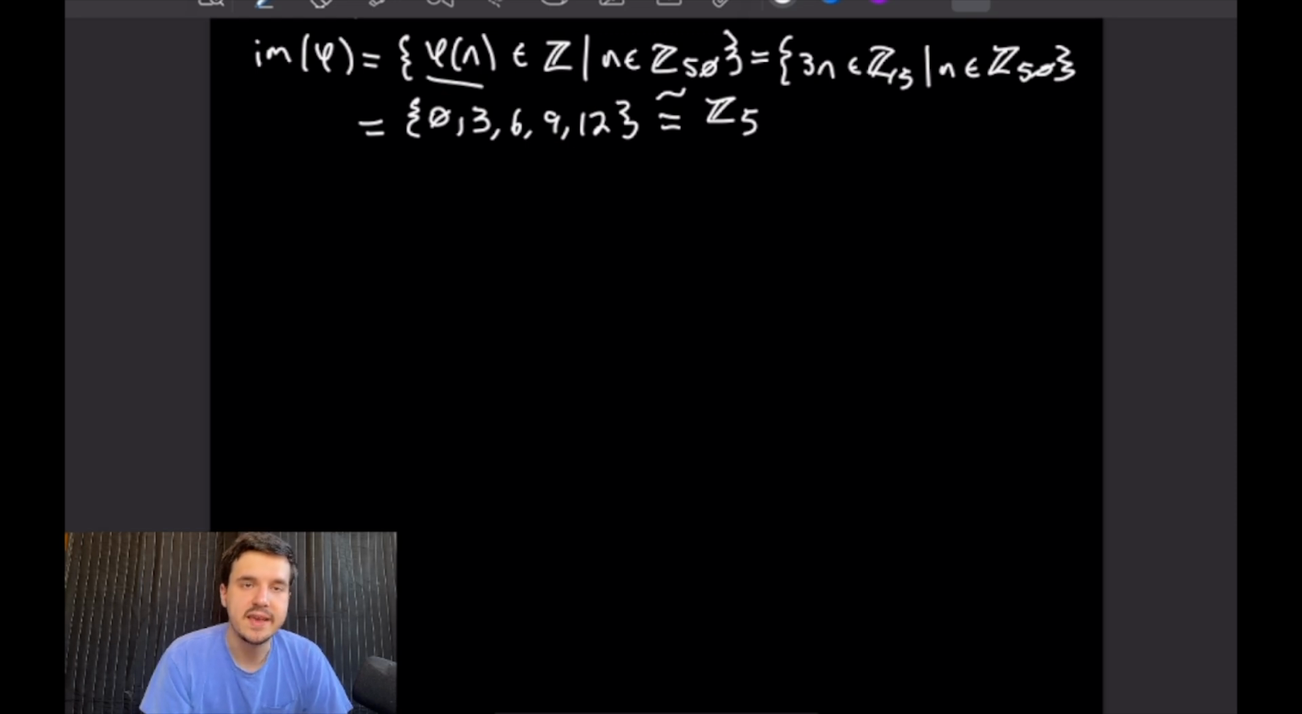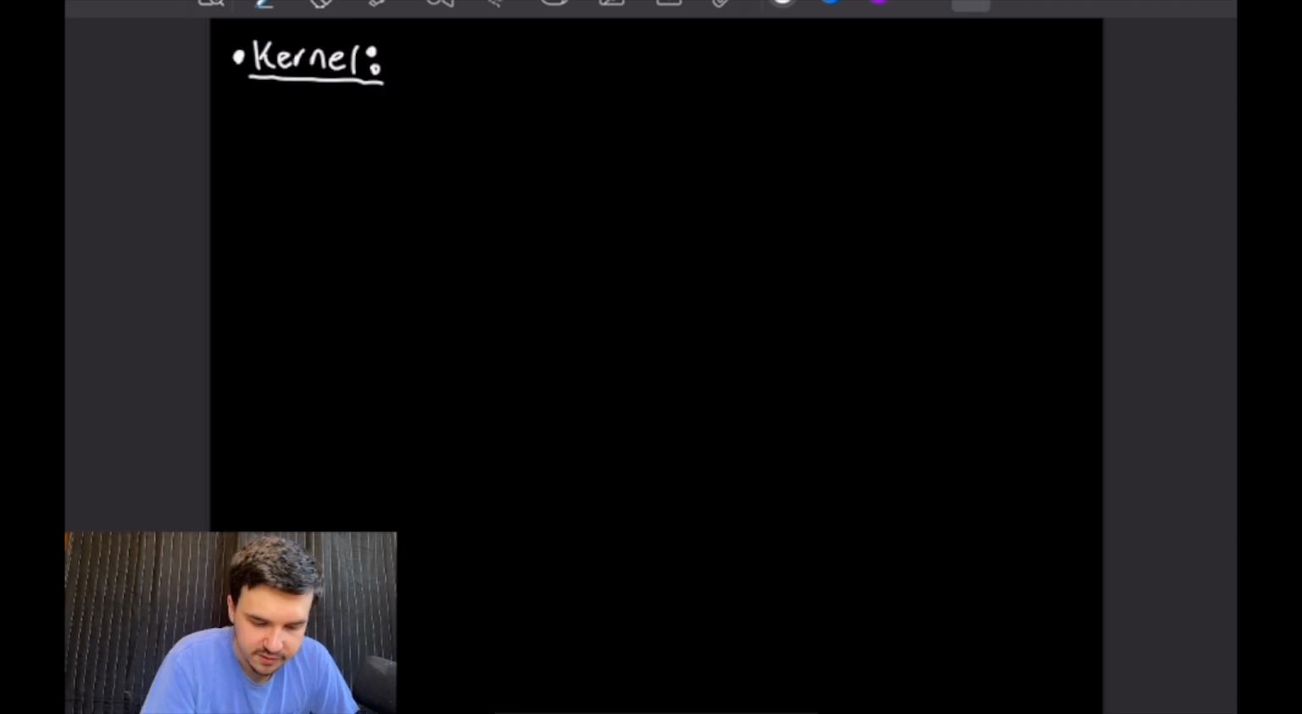So now let's take a look at the kernel, and we'll finish this problem off. Once again, when we're talking about the kernel, we're going to start off by breaking it down by the definition, and so we want to talk about what it means for something to be in the kernel of phi.